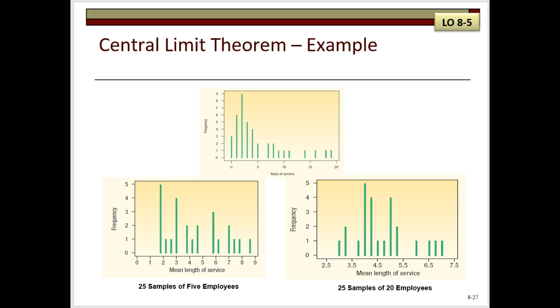The chart in the lower right row is a histogram of the mean length of service for 25 samples of 20 employees. What we can consider from this example is the essence of the central limit theorem, which indicates that, regardless of the shape of the population distribution, the sampling distribution of the sample mean will converge towards the normal probability distribution.